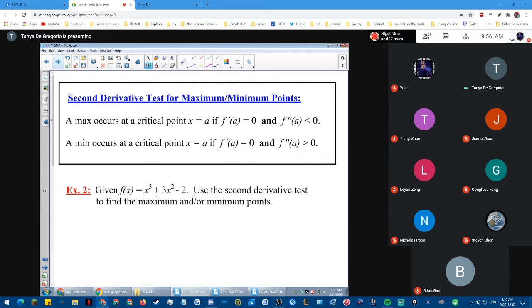So, a max occurs if the first derivative equals 0 and the second derivative is negative. So what you would need to do is take that critical value, sub it into your second derivative and just check if it's positive or negative. If it comes out to be negative, it's your sad face, you have a maximum. If you sub it into your second derivative and you get a positive value, then it's a minimum. It's your happy face.